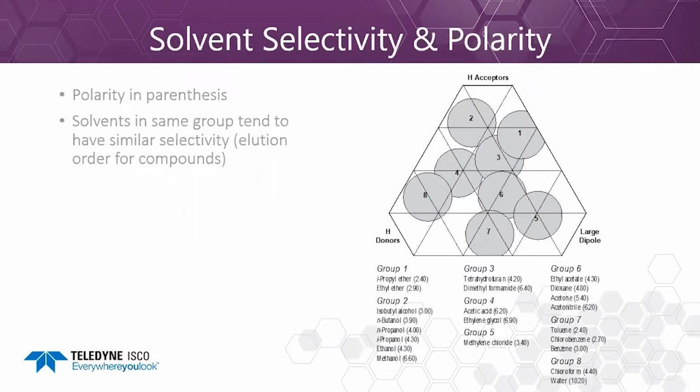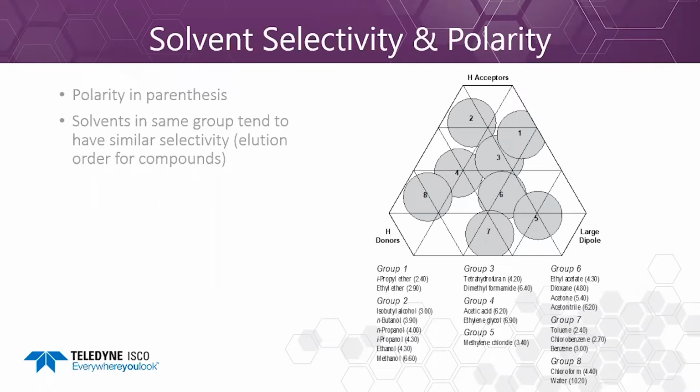Over here, we have solvent selectivity groups. Solvents in the same group may not help improve purity, but they can be used to affect the retention time based on their solvent strength. Over here, the polarity is in parentheses, and solvents in the same group tend to have similar selectivity. That is the elution order for the compounds.